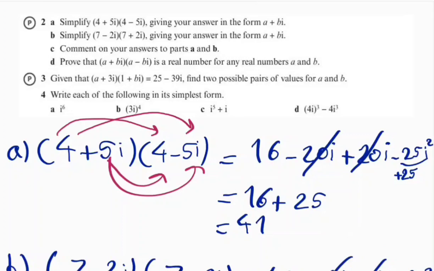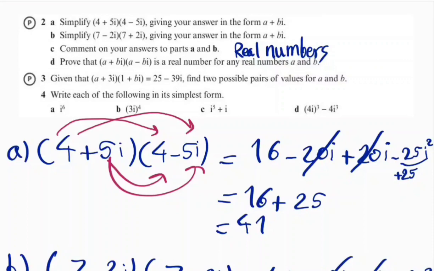So part C is asking us to comment on our answers to parts A and B. It's as simple as just saying that both of the answers are real numbers. That's basically what we should mention here. Real numbers. That's what we have got.